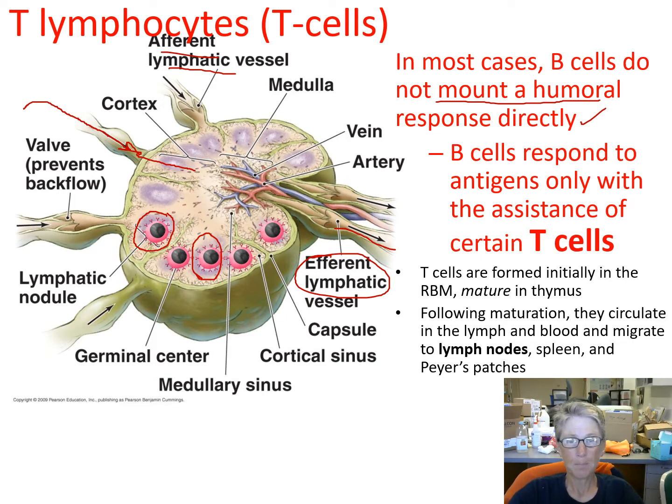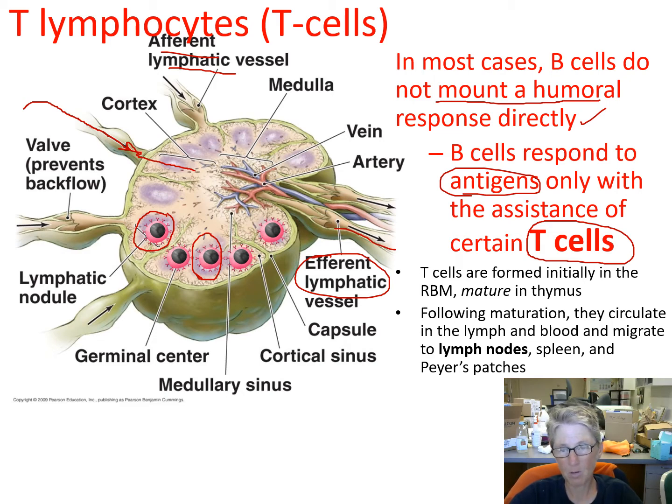So usually, B cells respond to antigens. Remember, antigens and epitopes could be found on foreign invaders. B cells respond only with the assistance of certain T cells. So that would be T-dependent immunity.